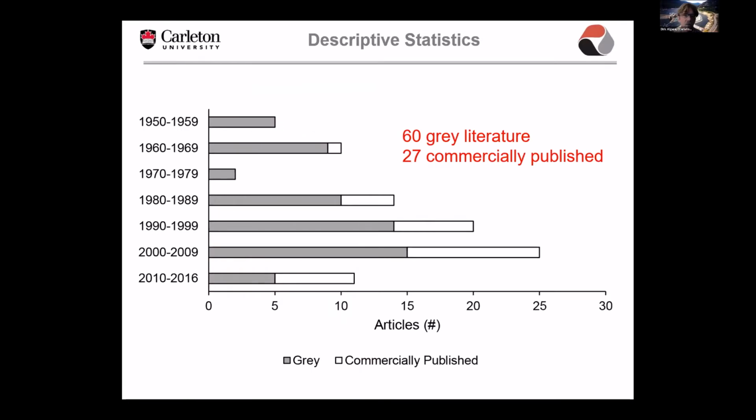And here are some descriptive statistics of the evidence base. You can see in this figure that it encompassed quite a few different year ranges, predominantly 2000 to 2009. Of the 87 articles, 60 were gray literature, so government reports, consulting reports, conference proceedings, that kind of thing. Whereas 27 of the 87 were commercially published, so typically peer-reviewed articles.